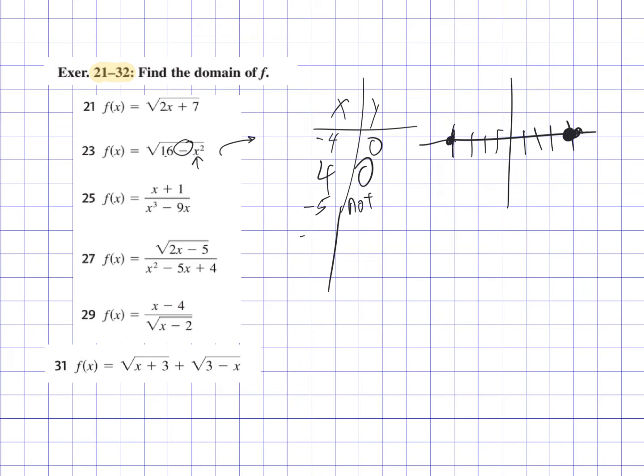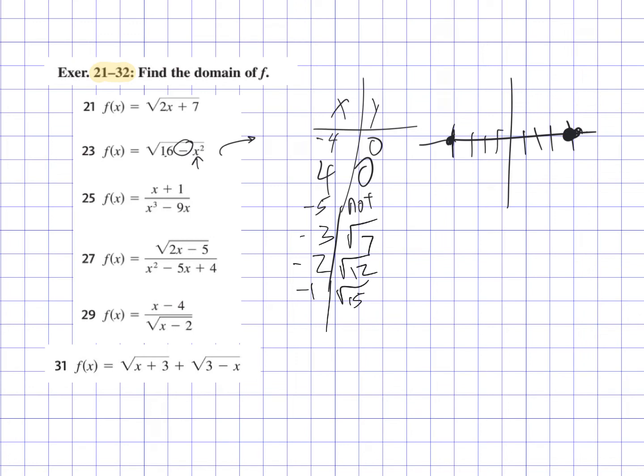Okay, so let's put in negative 3. Negative 3 squared is 9. 16 minus 9 is 7. The square root of 7. How about negative 2? Negative 2 squared is 4. 16 minus 4 is 12. That's the square root of 12. And how about negative 1? Negative 1 squared would be 1. 16 minus 1 is 15. That's the square root of 15.